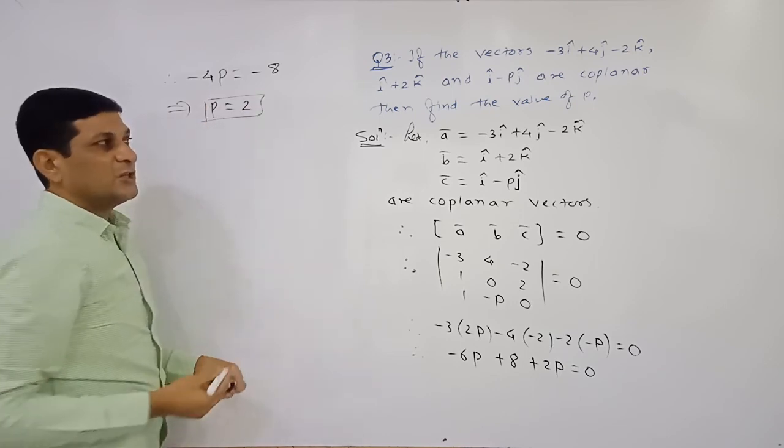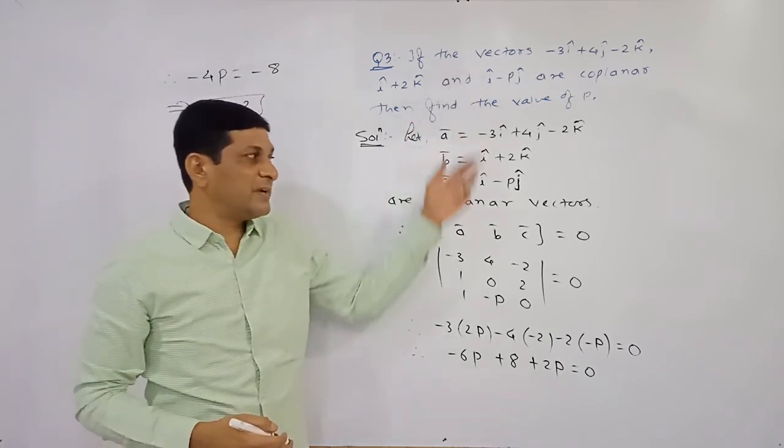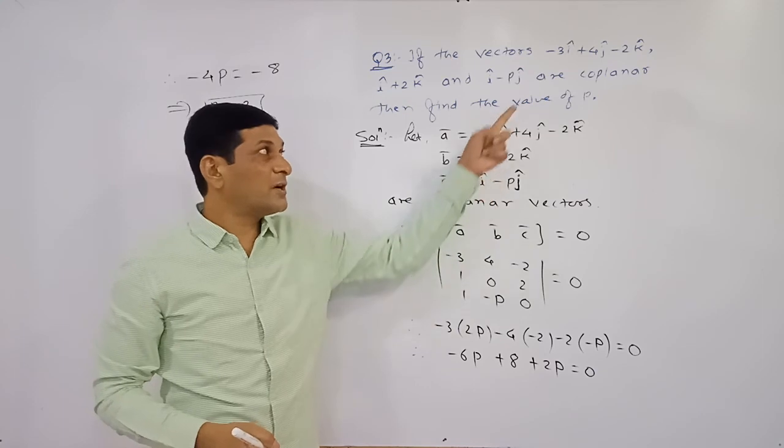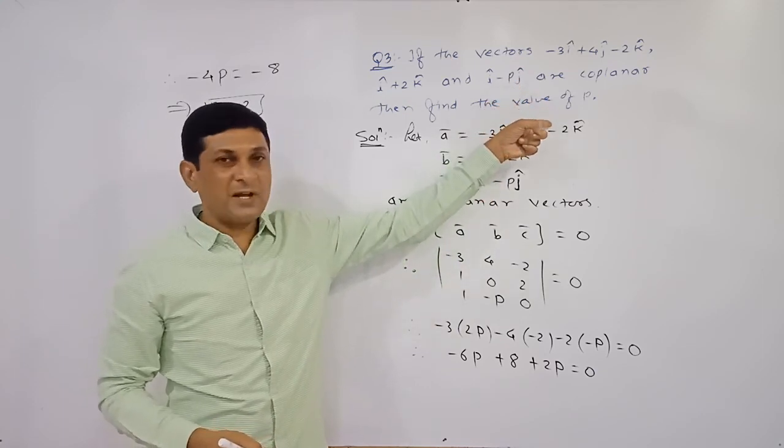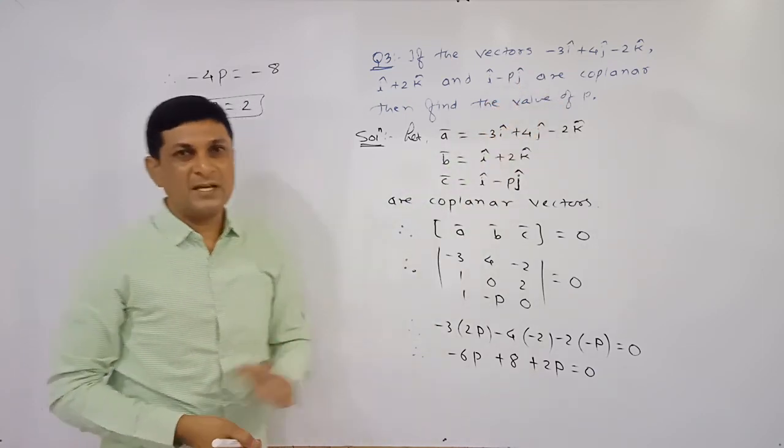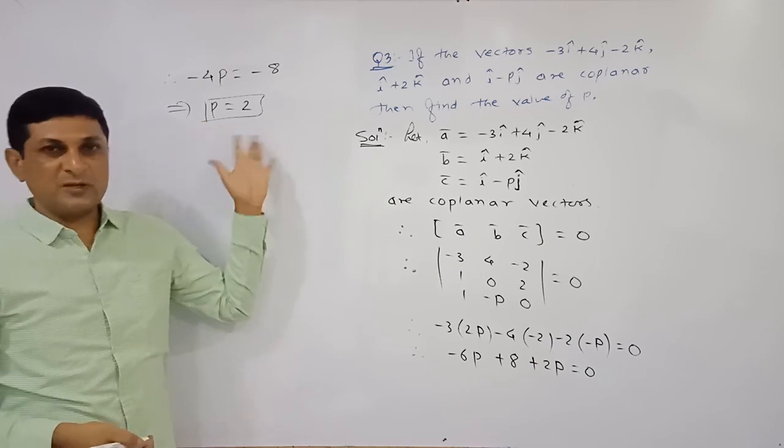In this way, using the condition that given 3 vectors are coplanar, we have got our required value. Which is our required value? Which value we have to find out here? P. So here value of P will be equal to 2.